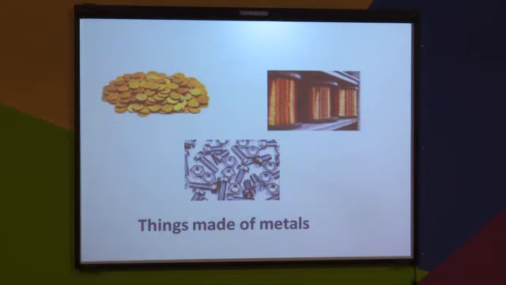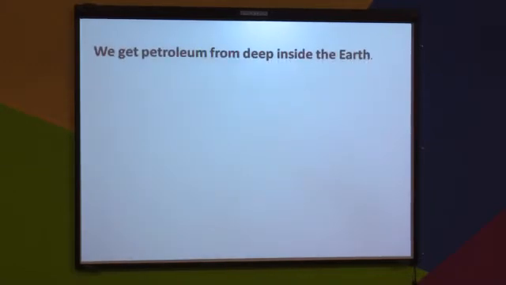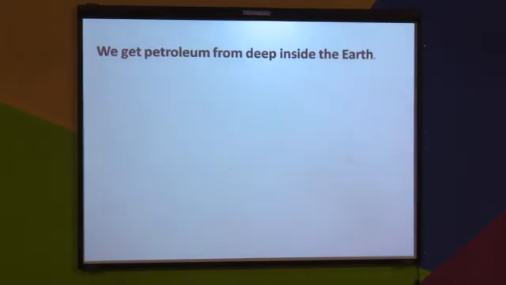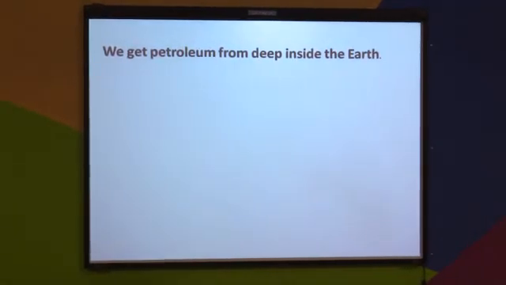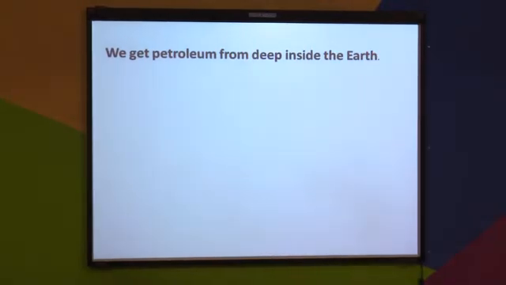Also gold and silver are metals used to make jewelry. So we get all these metals from the earth. Understood? From where we get? We get from the earth. Now we will see one more thing that we get from the earth. We get petroleum from deep inside the earth. Okay, I'll show you in detail one short video later on.